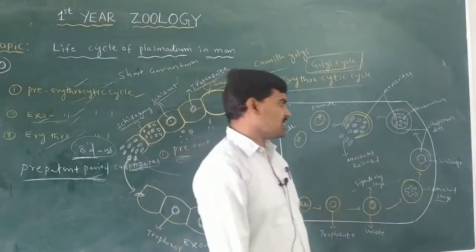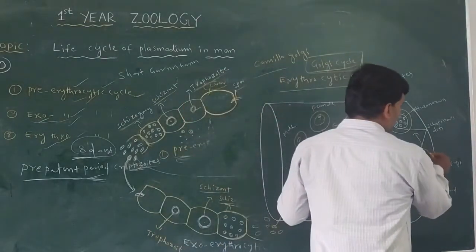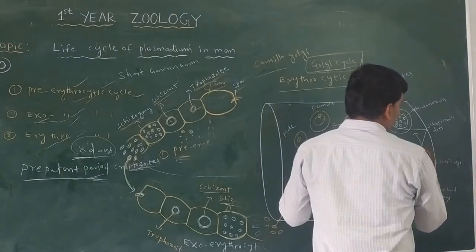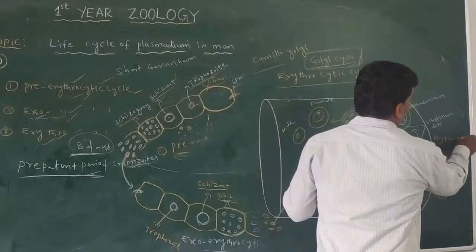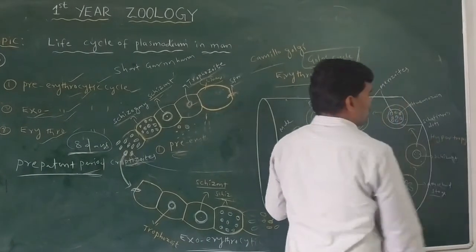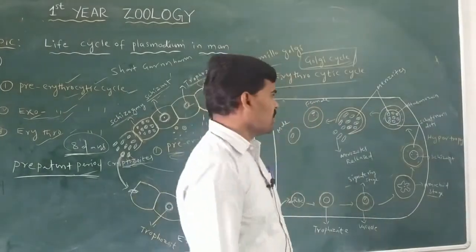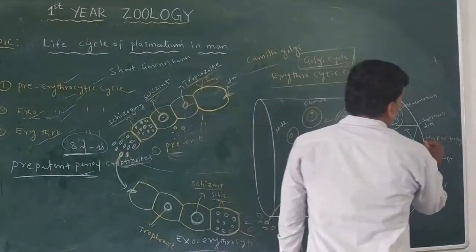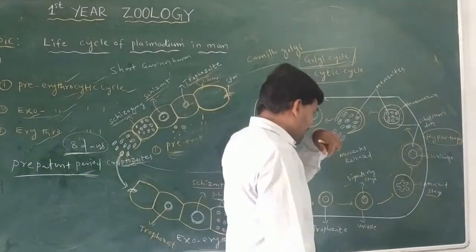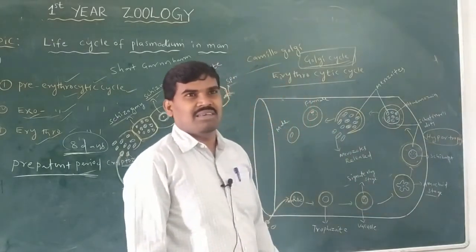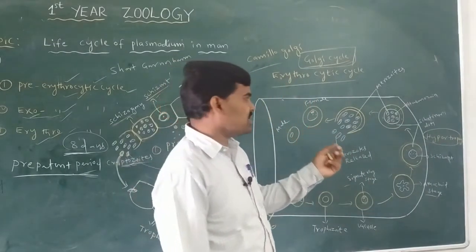The RBC gradually increases its size to double. This is called hypertrophy. We already discussed hypertrophy in the previous class. Hypertrophy means the cell size increases.